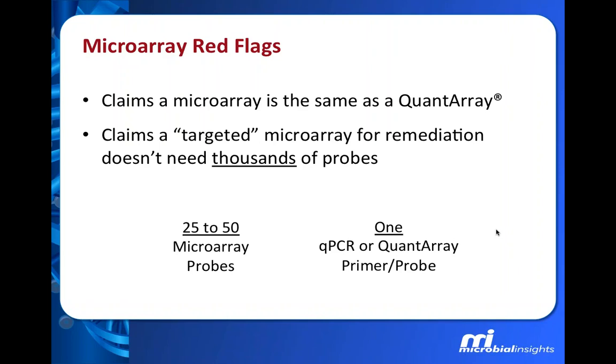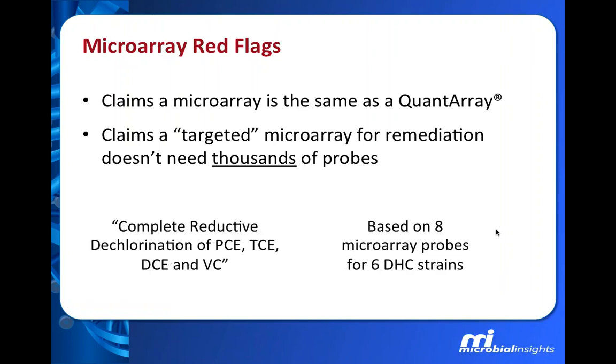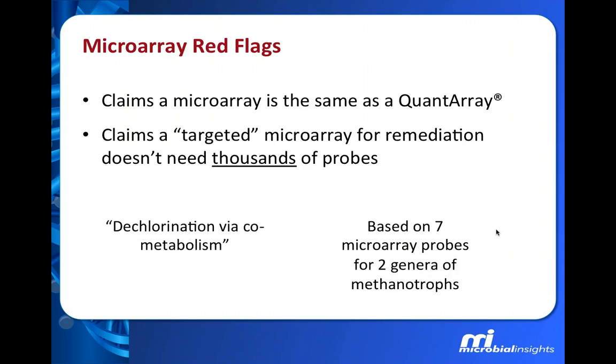That's what you need to get a comprehensive evaluation with a microarray. So if there's a microarray out there that is telling you yes or no for complete reductive dechlorination of PCE, TCE, DCE, and vinyl chloride based on 8 microarray probes for 6 Staphylococcus strains, that's wrong information. If it claims it can tell you yes or no for dechlorination via co-metabolism based on 7 microarray DNA probes from 2 genera of methanotrophs, it's simply not doing it.